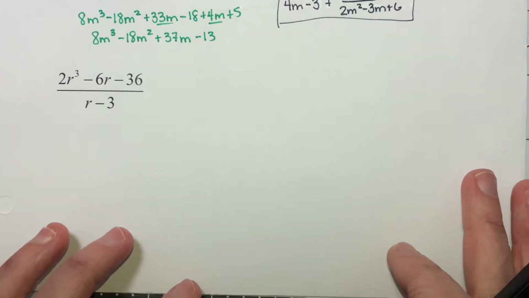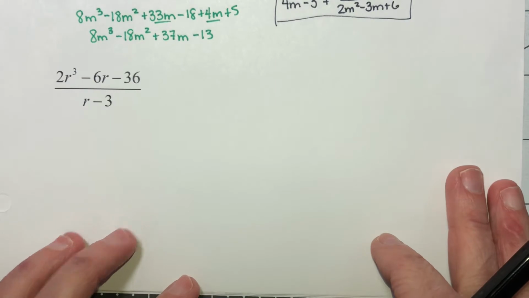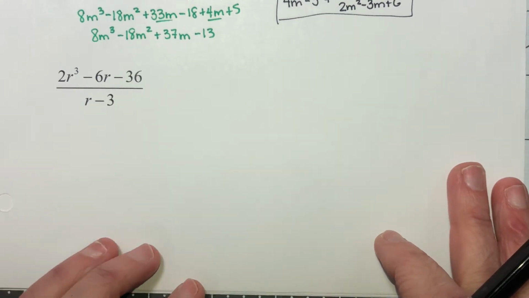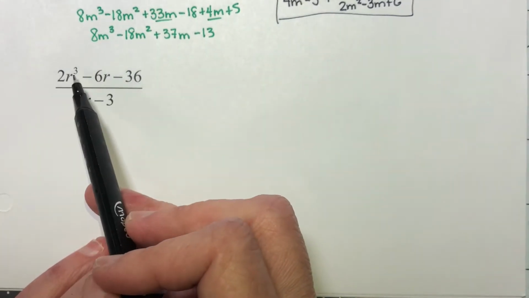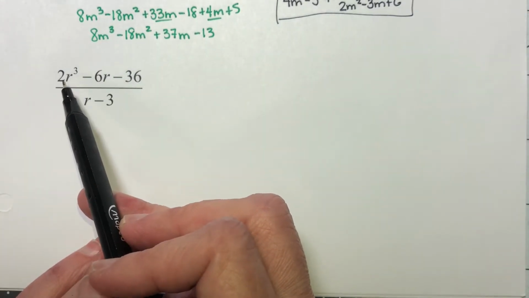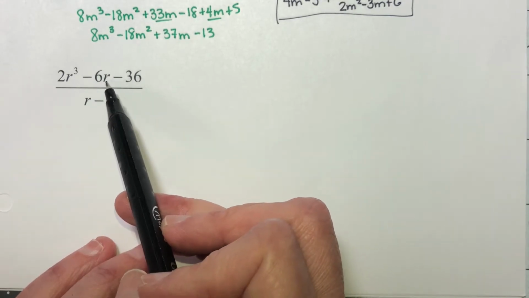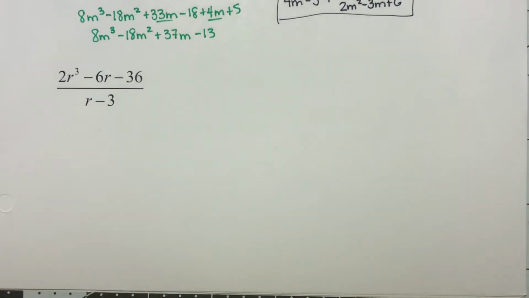This is section 5.8, part 6, long division with algebra. All right, the first thing we have to check is to make sure our variables are in order and we are not skipping anything. If you look at this numerator, you can see that we start off with a third power. We are missing a second power. We have a first power and a constant.